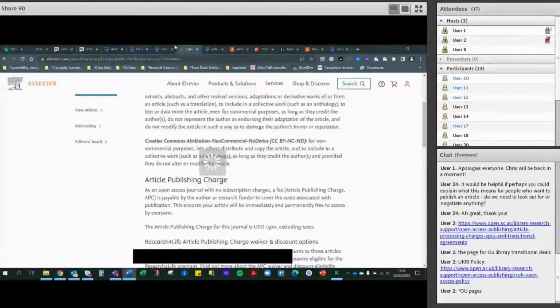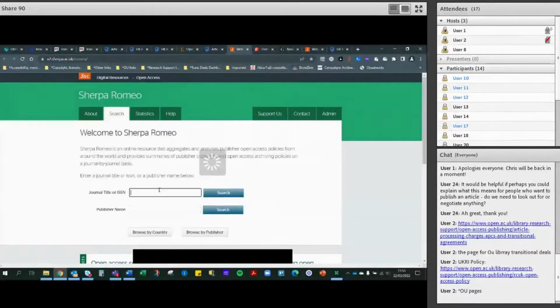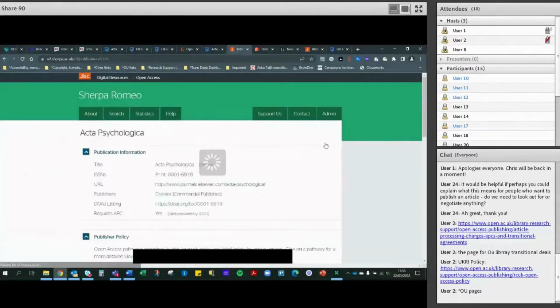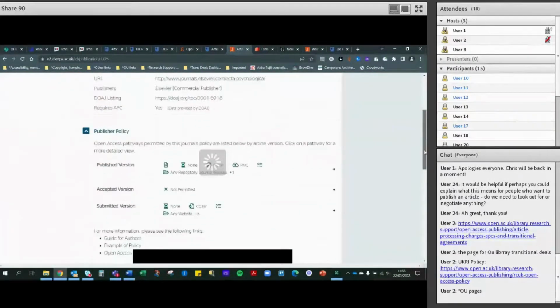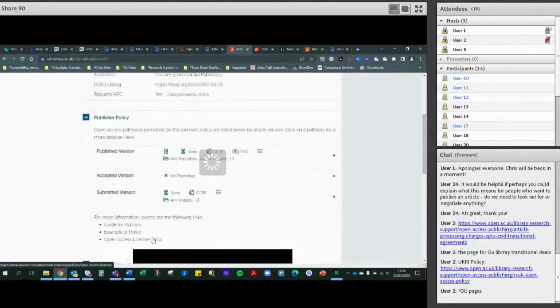So all looks okay. Sherpa Romeo that I just showed you here, you can double check all the details on here if you wish to. I'll just have a look here. So there we go, comes up with the title here, and this page will give you an idea of what their terms and conditions are. It gives you links through to their policies, and it will show you here that the published version, the CC BY version, can be made available straight away. There's no embargoes or anything like that, so I think we're good to go.